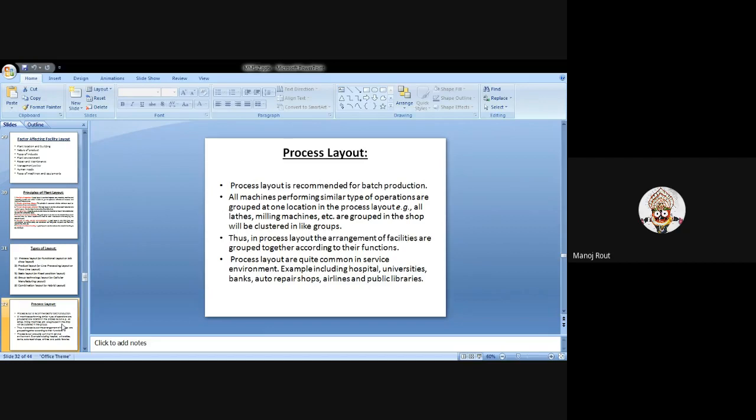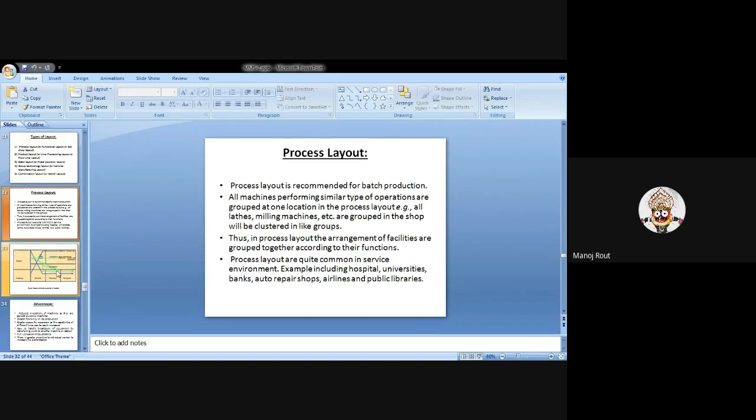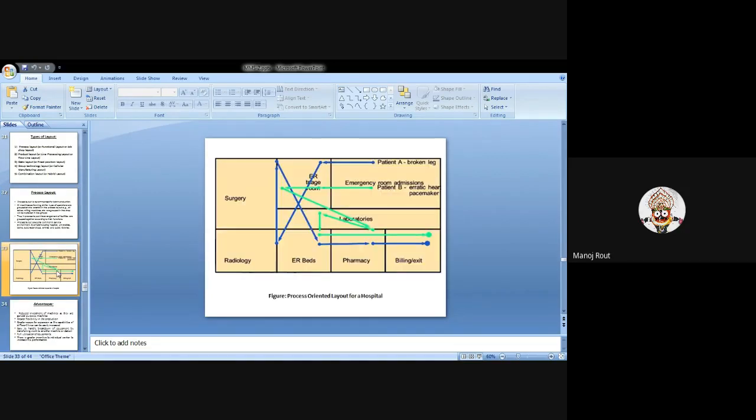The process layouts are quite common in service environments. Examples include hospitals, universities, banks, auto repair shops, airlines, and public libraries. These are the basic examples of the process layout. Here is an example in the case of a privatized hospital. Suppose a person comes with a broken leg, he goes directly to the emergency room, then his medical report is diagnosed in the laboratories. Then he is shifted to the emergency bed. Then he goes to the pharmacy, pays the bill and exits.